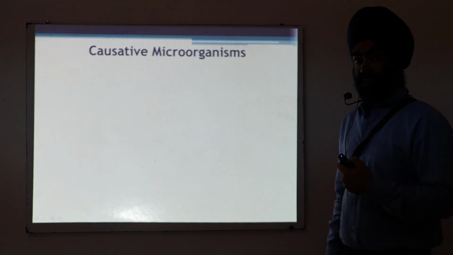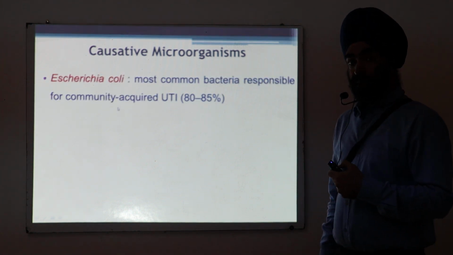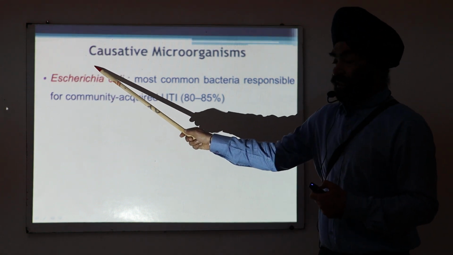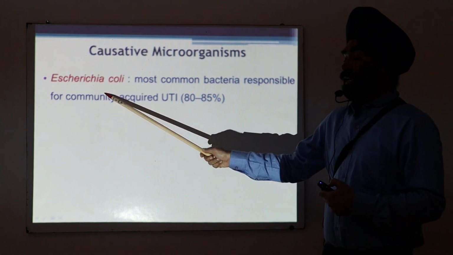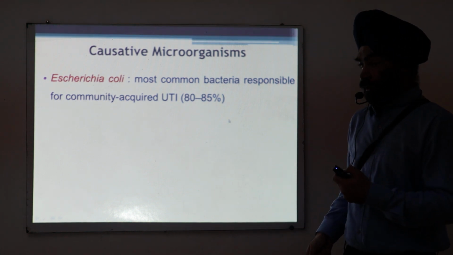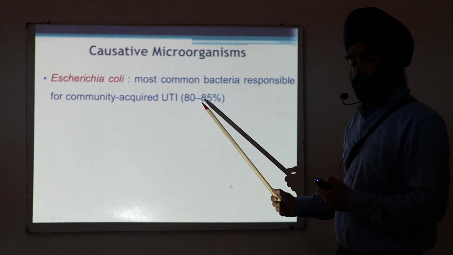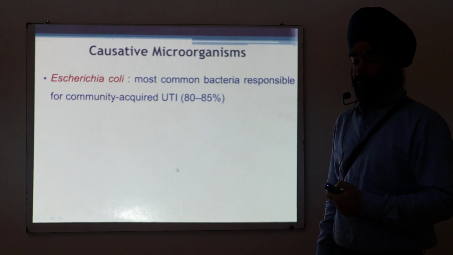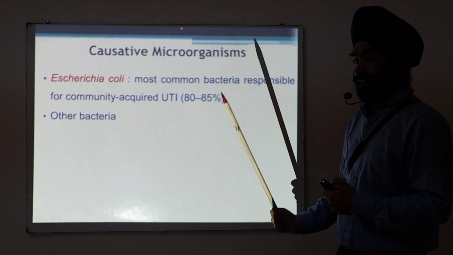Now, what are the causative microorganisms that may produce UTI? The most common microorganism is Escherichia coli, E. coli, particularly in community-acquired UTI. Community-acquired UTI means the person is not in a hospital, but is in daily life, moving around. So approximately 80 to 85% of UTIs are because of Escherichia coli.